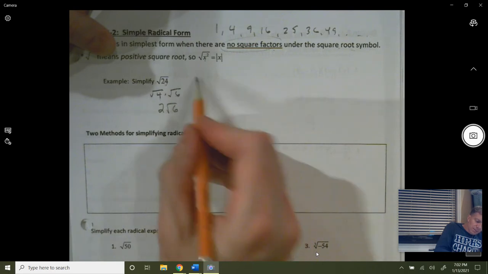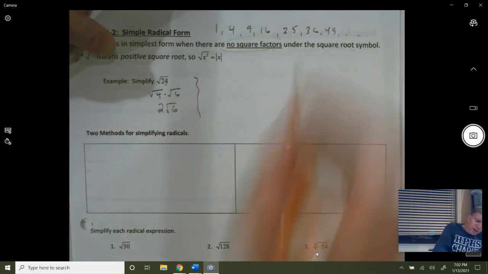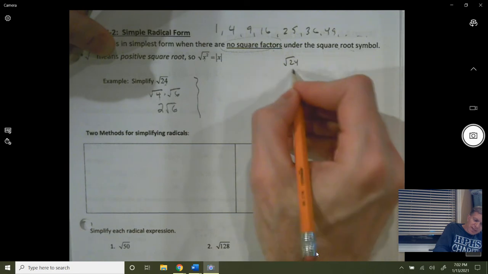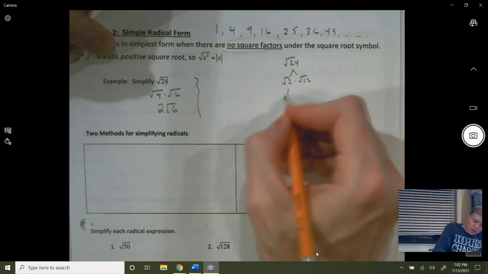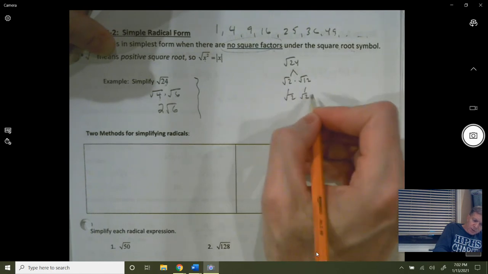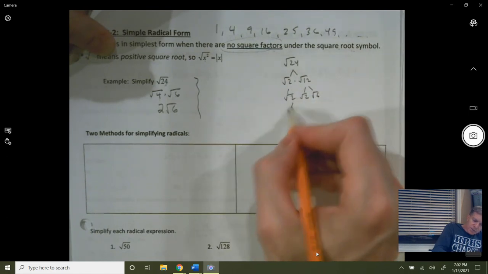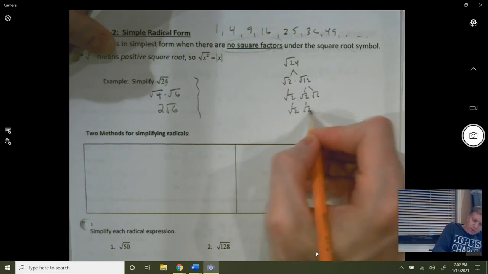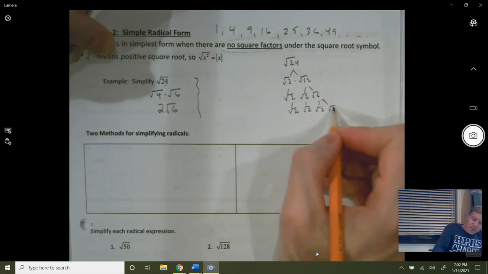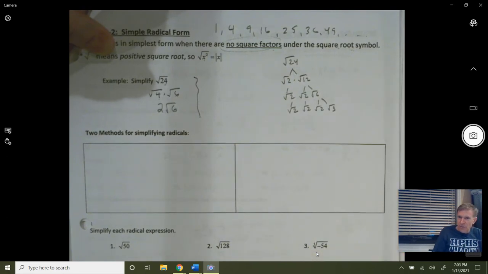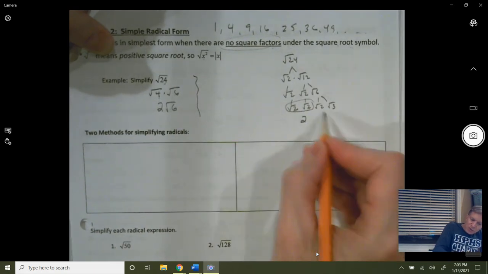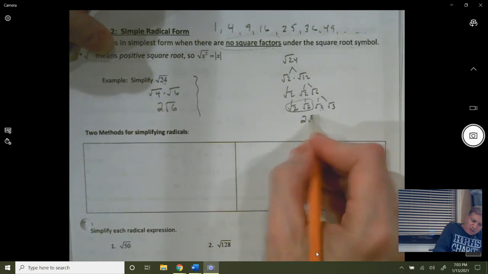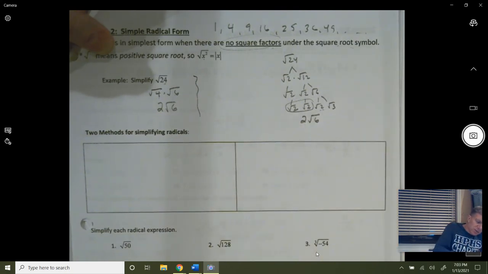Now, method 2. Some people say, I've got a square root of 24, I'm just going to break it down. Square root of 2 times square root of 12. I'm going to keep breaking it down. Square root of 2 times square root of 2 times square root of 6. Keep breaking it down. Square root of 2 times square root of 2 times square root of 2 times square root of 3. Since it's a square root, I'm going to look for pairs. I've got a pair of these: two square root of 2's gives me a regular 2. These don't have a pair, so I multiply those together and get square root of 6. Notice you'll get the same answer.